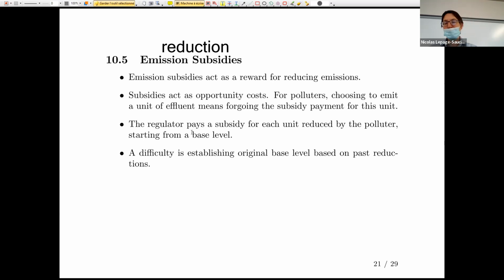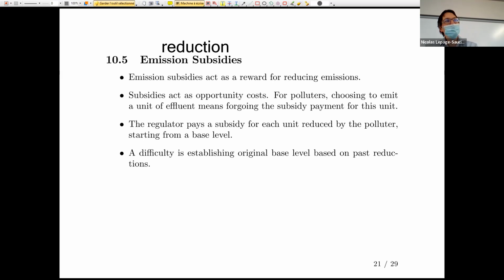So the regulator pays a subsidy for each unit reduced by the polluter, starting from a base level. I just added this last part to the sentence. It looks innocuous. It's not at all. So what is the base level? That's all the question there is. If we tax emissions, then we know that the base level is zero. There's no question about it. But now what is the base level from which we decide how much a firm should receive?